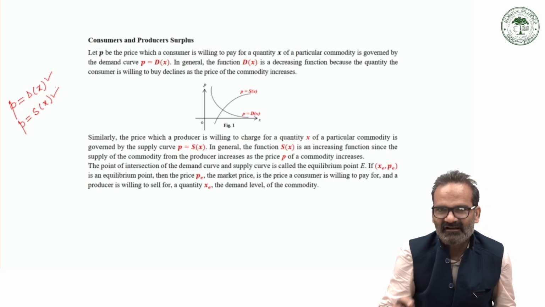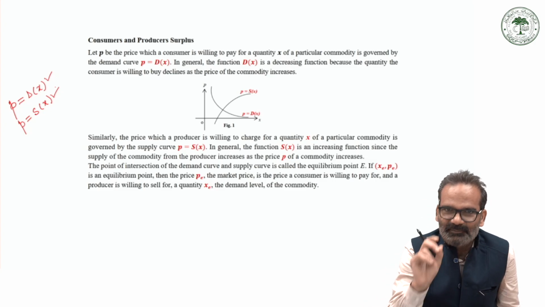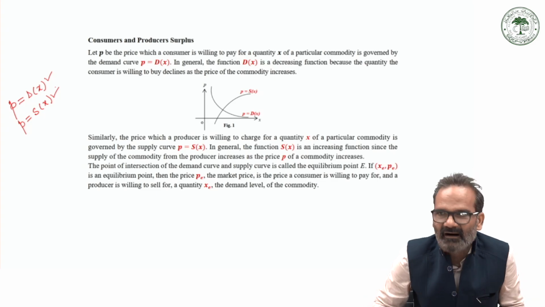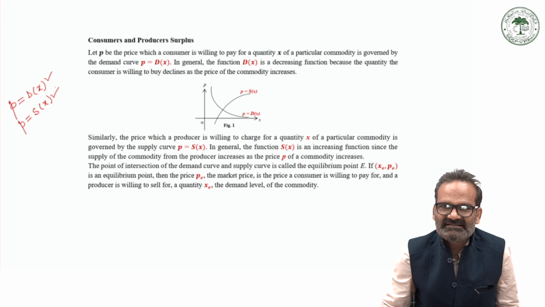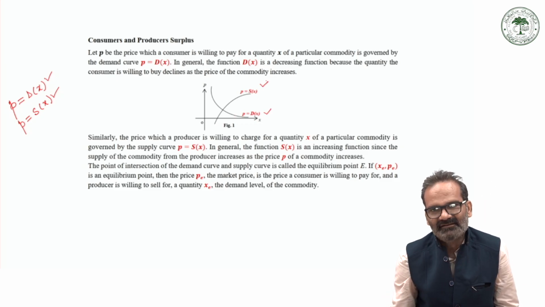Now look at the figure. I have shown these two functions. The axis X represents the quantity demanded or supplied. P is its respective price. So if you look at the graph, this which goes downward is the demand curve, and this which goes up is the supply curve, right?